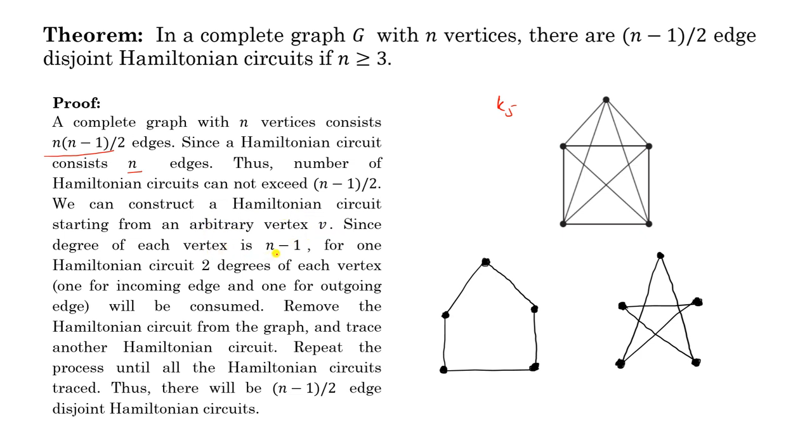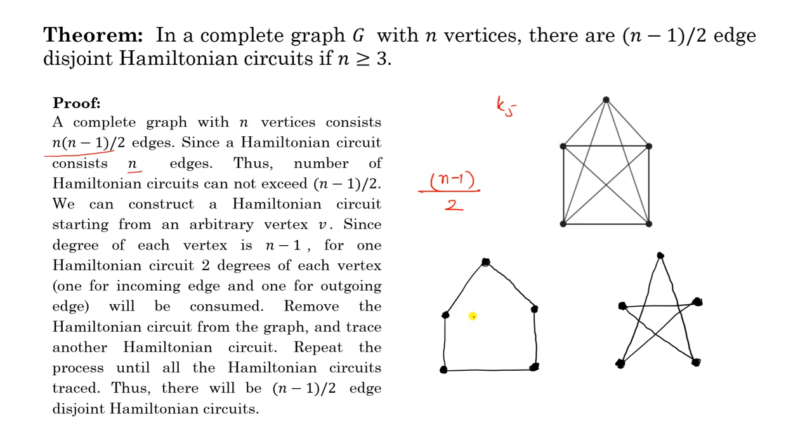Since the degree of each vertex is n minus 1, for one Hamiltonian circuit, 2 degrees of each vertex, one for the incoming edge and one for the outgoing edge, will be consumed. So if we start from this vertex, look at this, this is one Hamiltonian circuit. As I told you, for one Hamiltonian circuit, 2 degrees of a vertex will be consumed. Since in all n minus 1 degrees for each vertex are there, you can trace (n-1)/2 Hamiltonian circuits. Now look at this, how can we trace? So first one is this Hamiltonian circuit for K5.